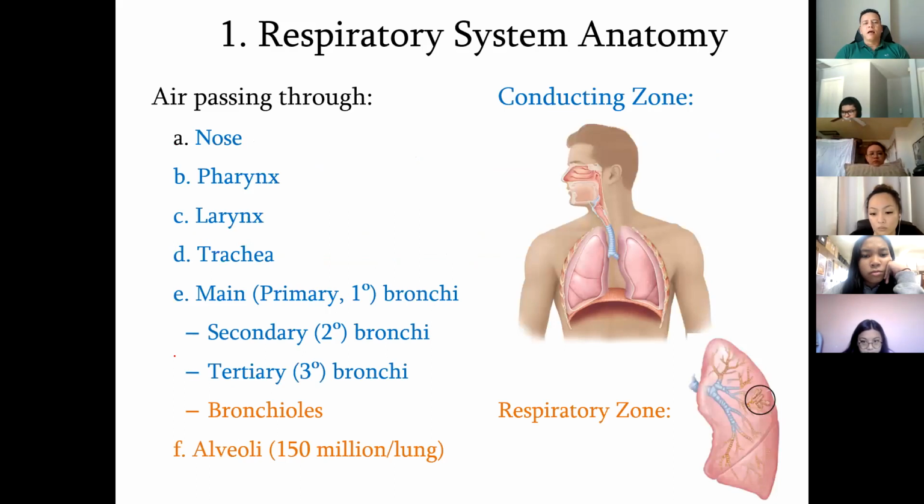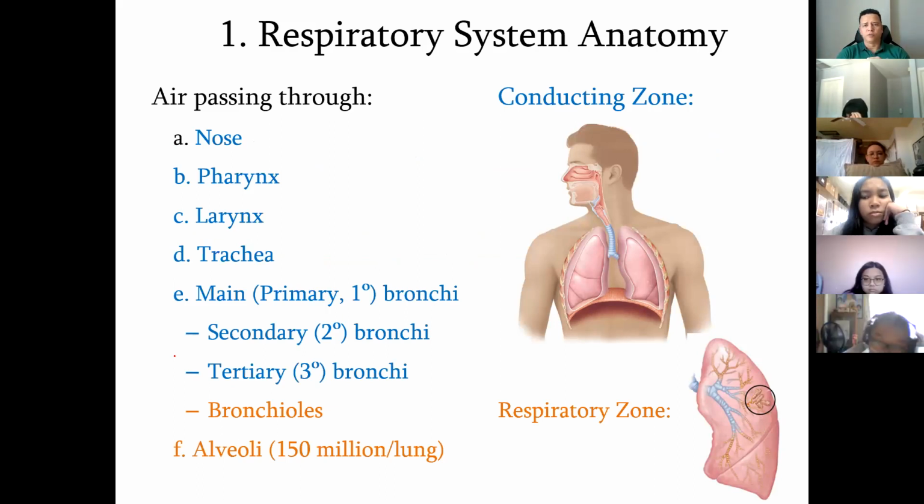So we have seen this slide before in the lecture, and basically this slide just gives you an overall view of the different structures and the organs of the respiratory system. And remember that our respiratory system is divided into two main groups of structures. We have what we call the conducting zone, and we have what we call the respiratory zone, okay?